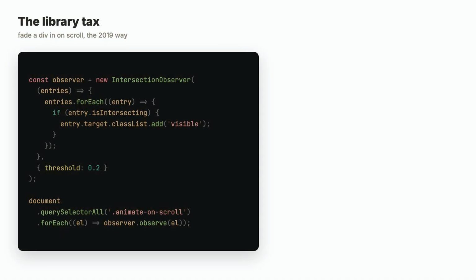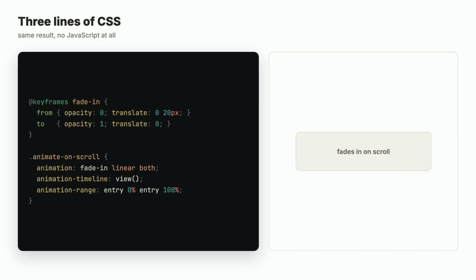Here is what we all shipped for years, just to fade a div in when you scroll to it. An observer, a callback, a class toggle, and usually 30 kilobytes of animation library sitting on top of it. This does the same thing. No observer, no listener, no library. The browser owns the scroll now, so the animation runs on the compositor instead of fighting your main thread.